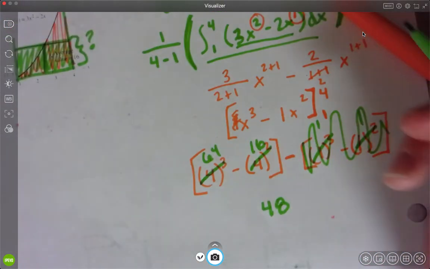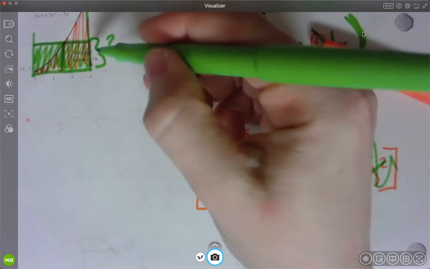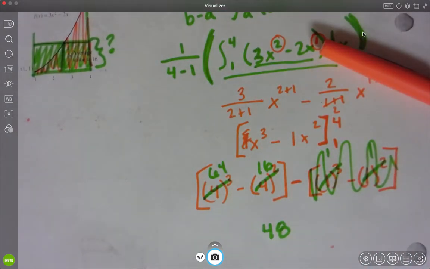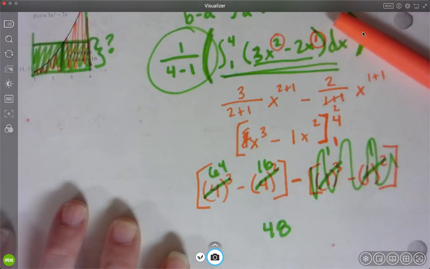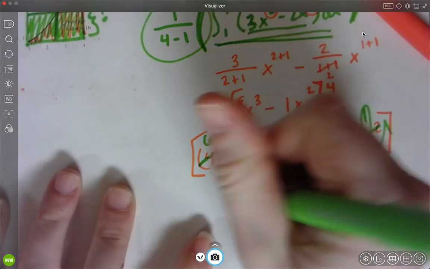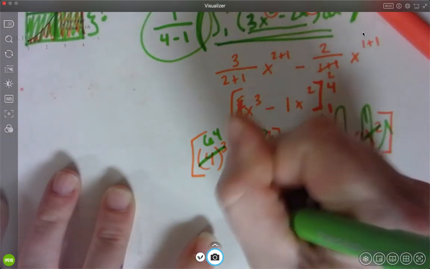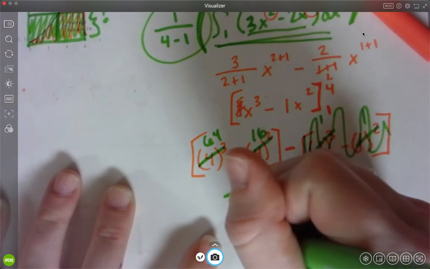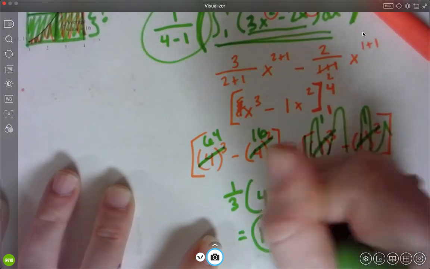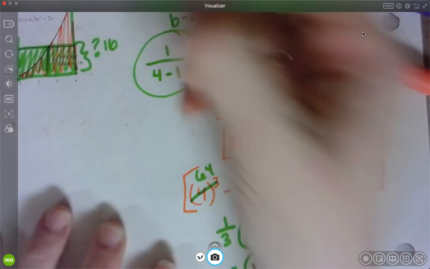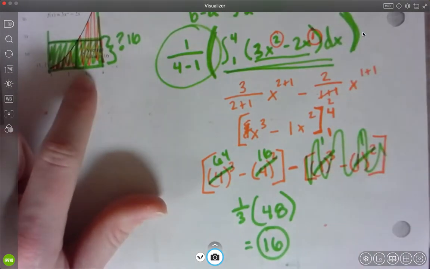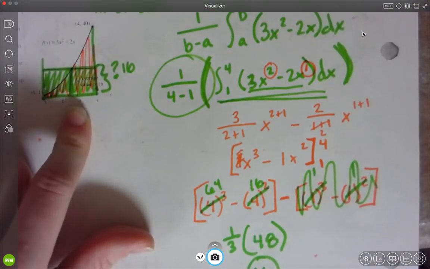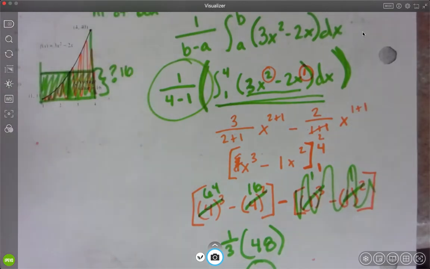Now, I'm trying to find the height of that box, right? So does that mean that my box is 48 units tall? Not quite. That was just this part. I need to then do the 1 over 4 minus 1, or 1/3. 4 minus 1 is 3, so 1/3 times 48, and 1/3 of 48 is actually 16. So the height of my box will need to be 16 units tall in order for that box to have the same area as the curve.